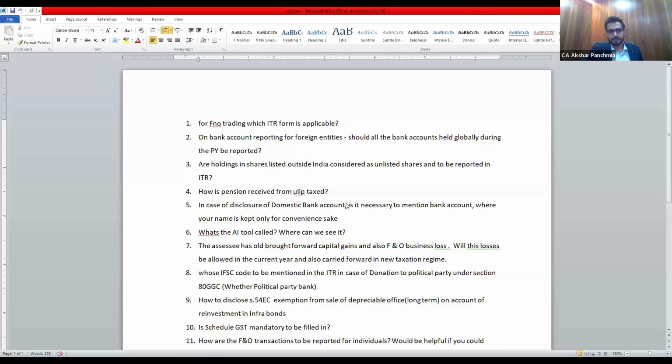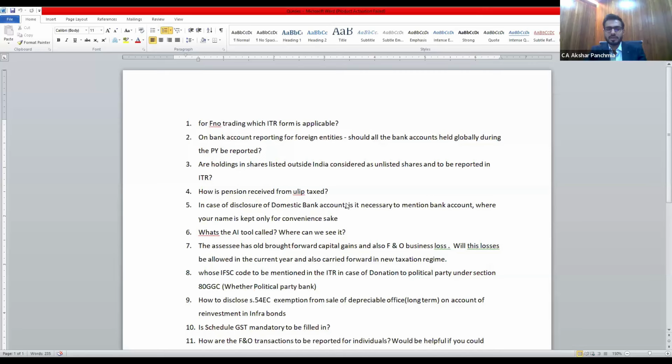Right. Then on bank account reporting for foreign entities, should all bank accounts held globally during the previous year be reported? I think Schedule FA is exhaustive, so according to me, all the bank accounts need to be mentioned. Akshar, do you have any view on this?